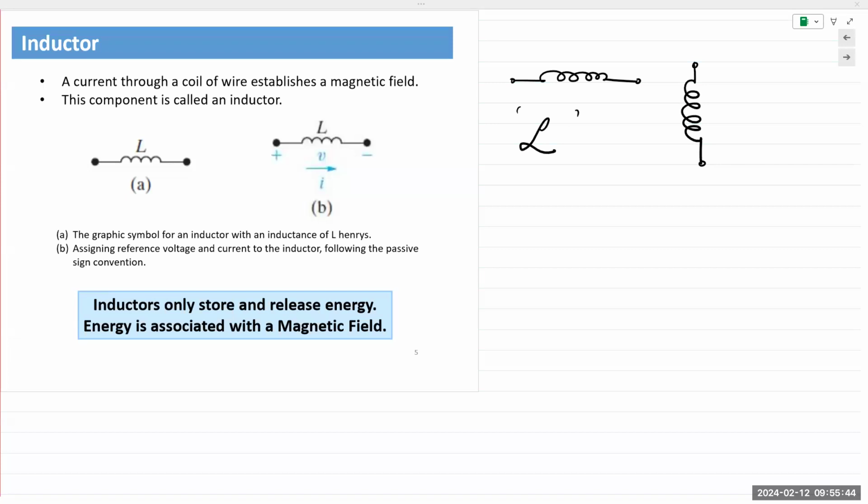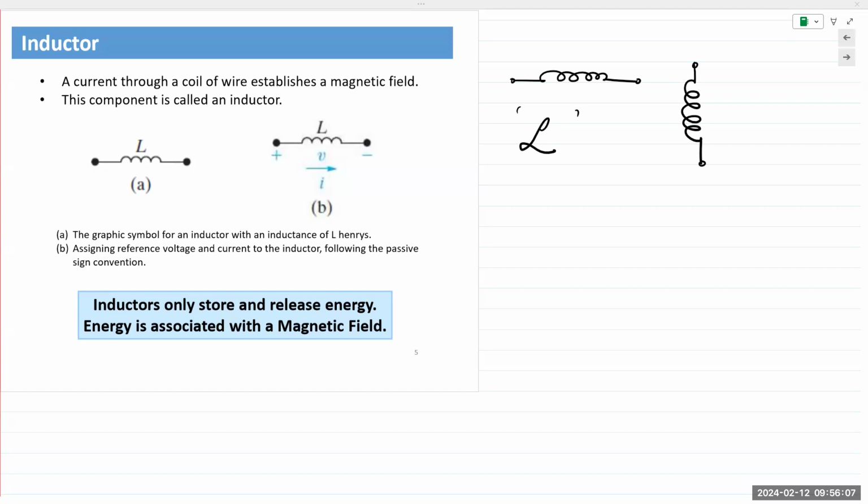Okay. Now, inductors and capacitors can only store and release energy, meaning they can receive energy and they can release it back into the circuit, depending on certain conditions. It's not a source by itself. Okay. It cannot generate energy by itself.